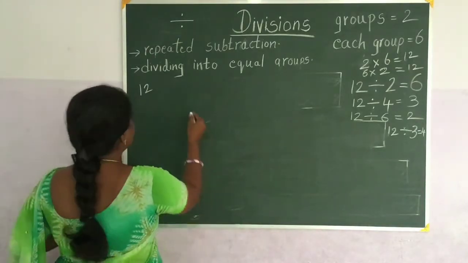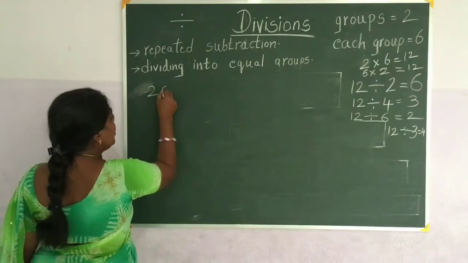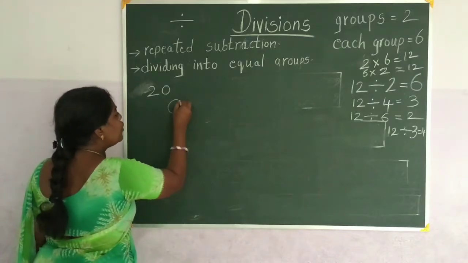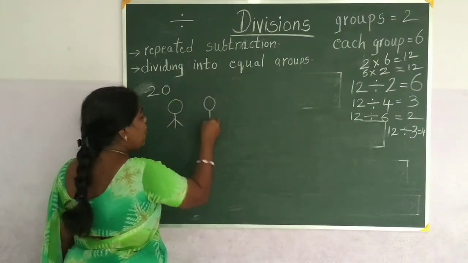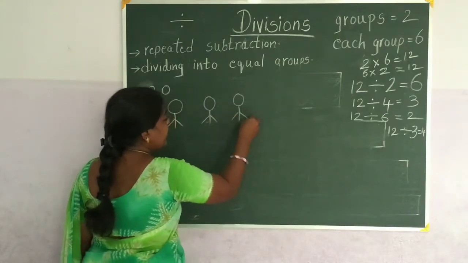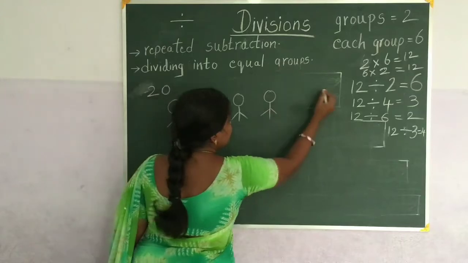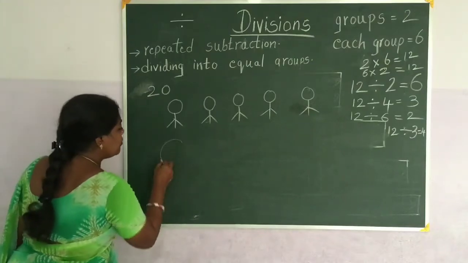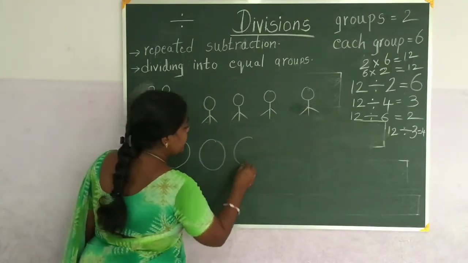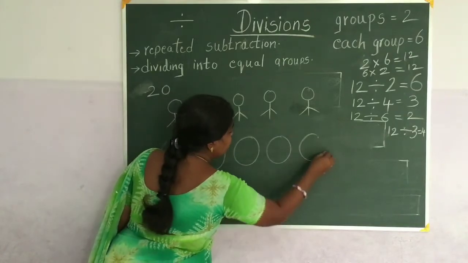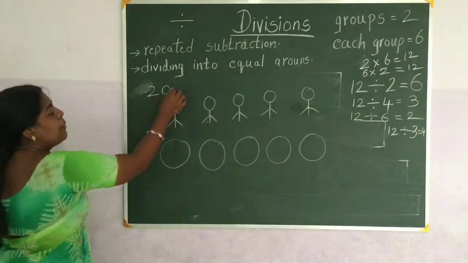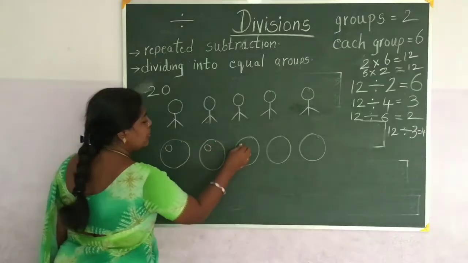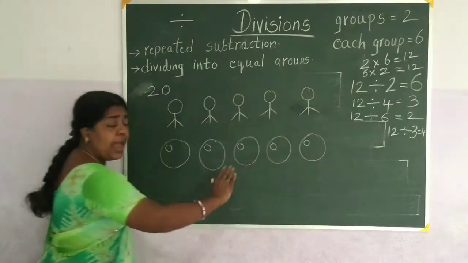Suppose here I am having 20 laddus. Now these 20 laddus I want to divide among 5 children. So first child, second child, third child, fourth child, fifth child. Now the number of laddus are 20. 1, 2, 3, 4, 5. See here I am dividing equally.